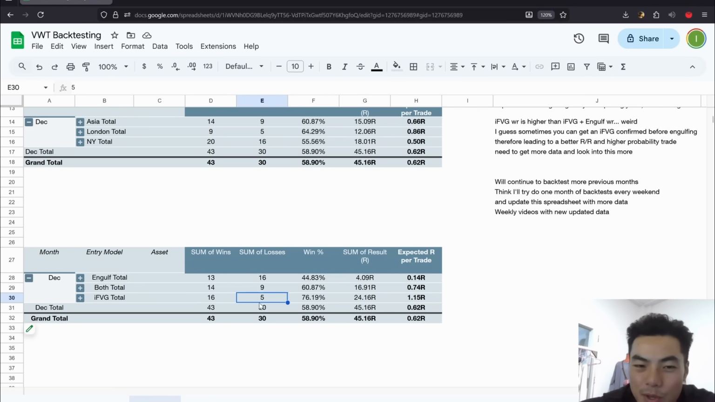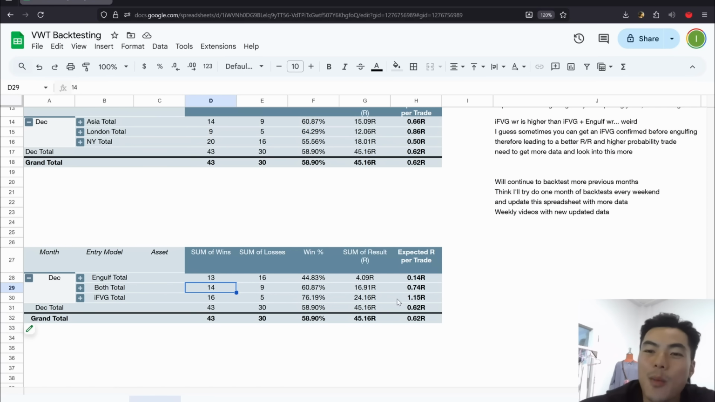But surprisingly, when you have both an inverse fair value gap and an engulfing candle, it's actually a lower win rate than just an inverse fair value gap by itself. But I guess it kind of makes sense, because sometimes you can get an inverse fair value gap before you actually engulf the candle that took you through the POI, therefore giving you an earlier entry with a better risk-reward ratio and therefore a higher probability trade. But I will still need to collect more data and look into that more.